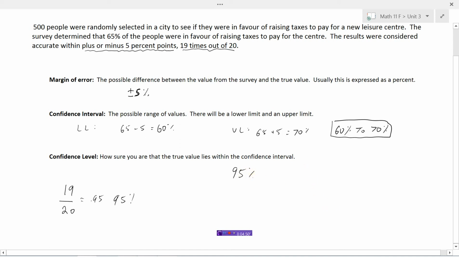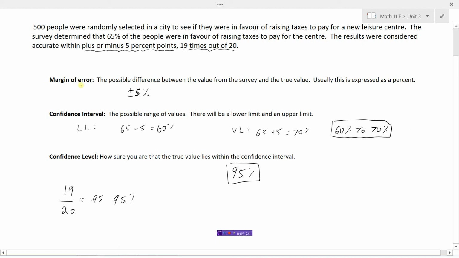So here's really what this means. If we look at all of this information, I can say this: I am 95% sure that in this city, 60 to 70% of the people are in favor of raising taxes to pay for the center. That's what that means. So I'm 95% sure that about 60 to 70% of the people in this town are going to be in favor of raising taxes to pay for a new leisure center.